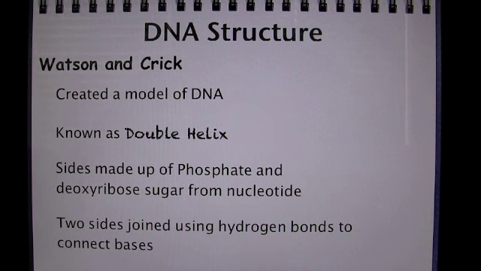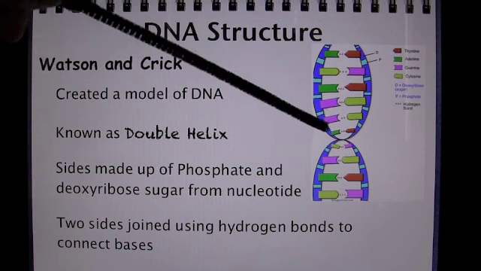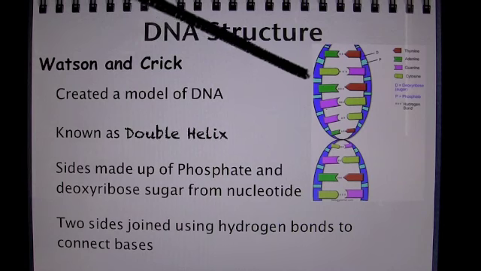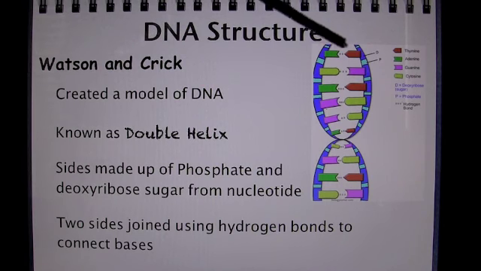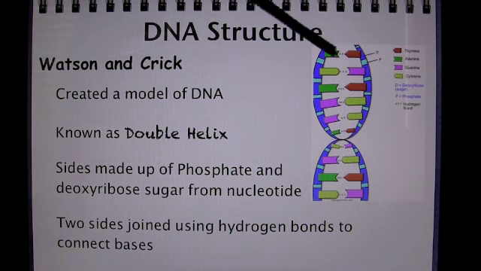Then you have Watson and Crick. They're credited for creating a model of DNA. That model of DNA is known as the double helix. So the sides are made up of a phosphate and a sugar, all stacked to make up the sides. Then you have those 2 sides that get joined by hydrogen bonds here. So you have a nitrogen base, a hydrogen bond, and a nitrogen base. That would be as if an A was pairing with a T.